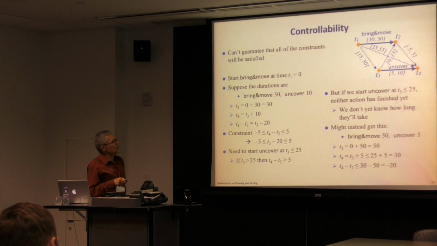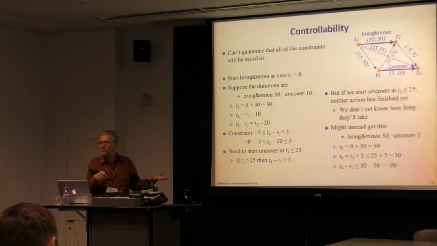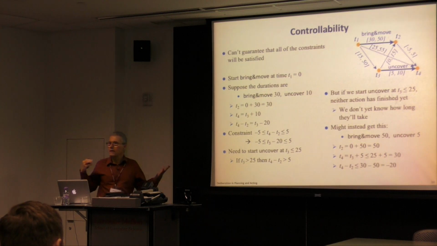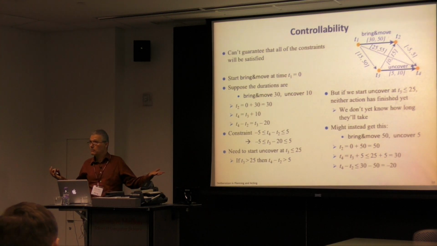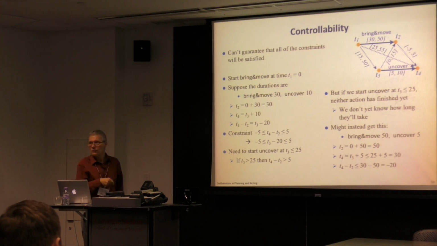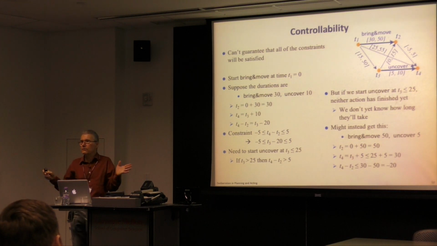If we start this at time before 25, well, neither of the actions is finished yet. I was assuming that they take this amount of time, but we don't know that they're going to take this amount of time. So it could be the case that this thing, instead of taking 30 seconds, takes 50 seconds, and this thing, instead of taking 10 seconds, takes only 5 seconds. And now, again, we end up with a time interval that's too big. All right? So in this example, no matter what values we choose for those, we can't guarantee that it's going to work out.